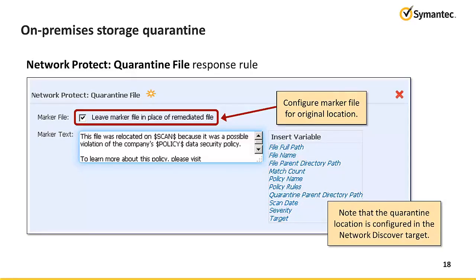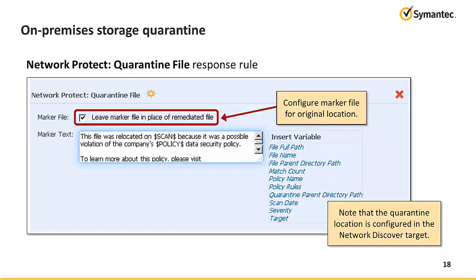The quarantine location, which is specified in the target configuration, is generally a secured folder on a remote file share that is accessible to the Network Discover Cloud Storage Discover server through the corporate network. As part of a quarantine response, you can also create a marker file that replaces the quarantined file in the original location and indicates to users what happened to the original file. Quarantine is available for SharePoint servers and for file servers that support the CIFS protocol.